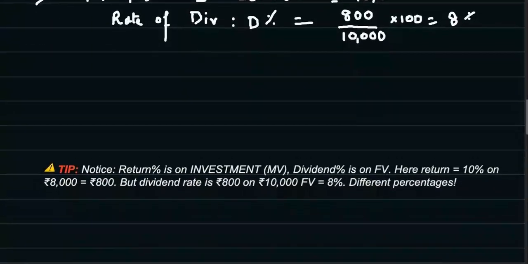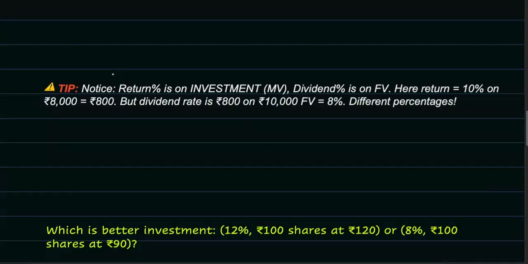Moving on. So a small tip here, return percentage is on investment, market value. Investment is done in terms of market value. Dividend percentage is on face value. Return is 10% on 8,000, which is 800, he is getting 10%, right? But dividend rate is how much? 8% only. Understood? So here dividend percentage is less and return is more. Whenever such a thing comes, it means you got the shares at a discount, not at a premium. I hope it makes sense.